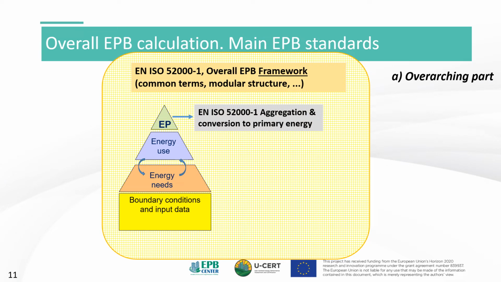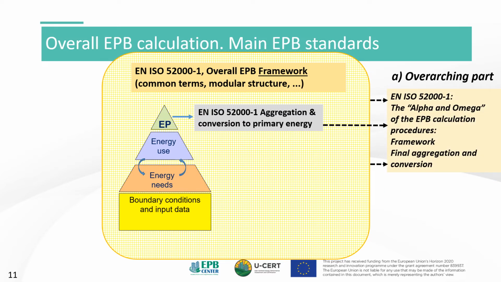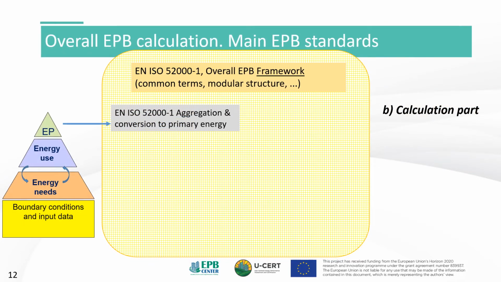And the overall energy performance of the building is covered by EN ISO 52000 Part 1, the overarching standard, which gives you the aggregated values on the energy performance and the conversion to primary energy. But the same standard also contains the overall EPB framework, like common terms, the modular structure and so on. So you could say that this overarching standard is both the alpha and omega of the EPB calculation procedures. It's the overall framework, and it's also the final aggregation and conversion. These are on the calculation part.